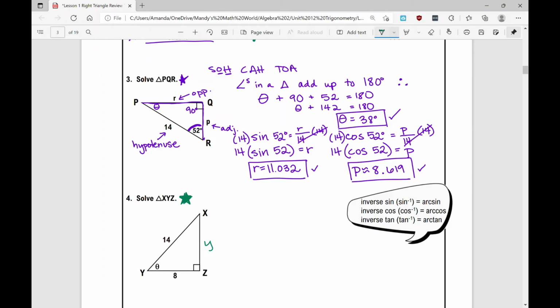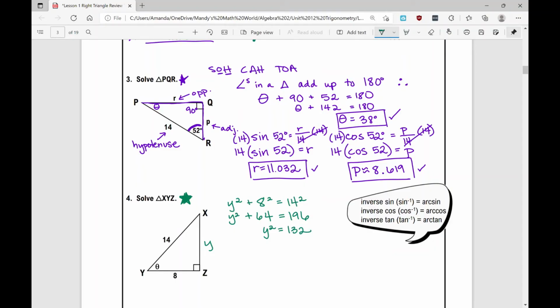And when I know the lengths of two sides of a right triangle, what can I use to find the length of the third side? The Pythagorean theorem. So I know that a squared plus b squared equals c squared. That just means y squared plus the other leg squared, which is 8 squared, equals the hypotenuse squared, so equals 14 squared. So y squared plus 64 equals 196. When I subtract 64, I get y squared equals 132.